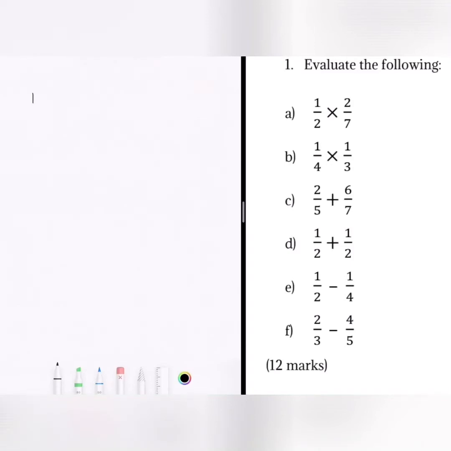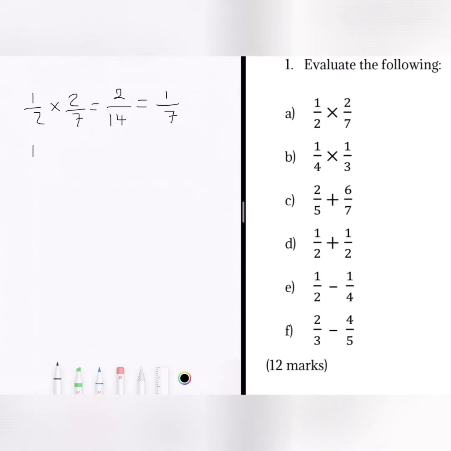So if we're doing a half times 2/7, all we need to do is do the top times the top. So that's 1 times 2, which is 2, and the bottom times the bottom, so 2 times 7, which is 14. But remember, we always must give them in their simplest form, so we must divide top and bottom by 2, so we get 1/7.